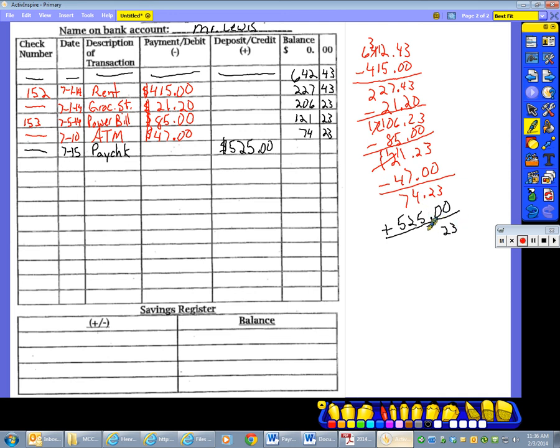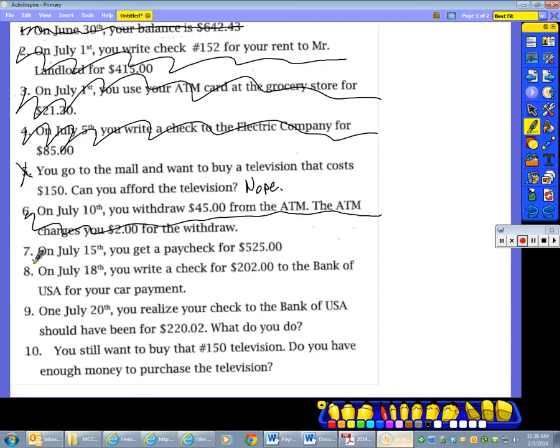5 and 4 is 9. Don't forget to bring down your decimals. 7 plus 2 is 9. And then 5. So now we have $599.23. My checkbook is looking a little bit better now. I can cross that out, and let's move on to the next one.